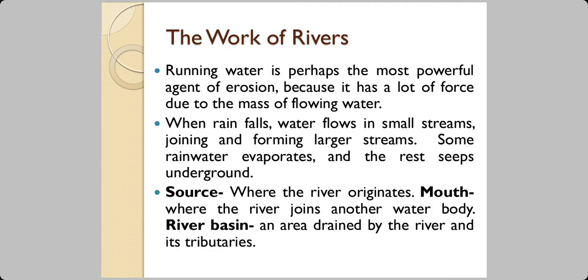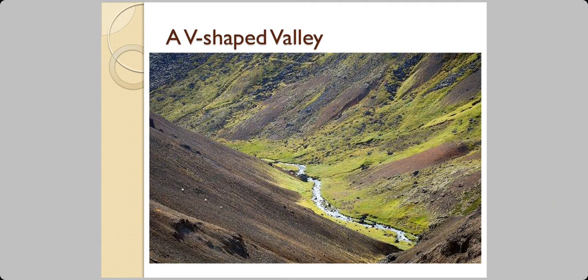And river basin is an area drained by the river, and there are other rivers joining. If there are other smaller rivers joining this larger river, those rivers are known as tributaries, and together the main river and its tributaries will make the ground wet on which it's flowing. Now, this wet ground is known as the area drained by the river and its tributaries. In short, we call it river basin. Now, in this picture, you can see the V-shaped valley.